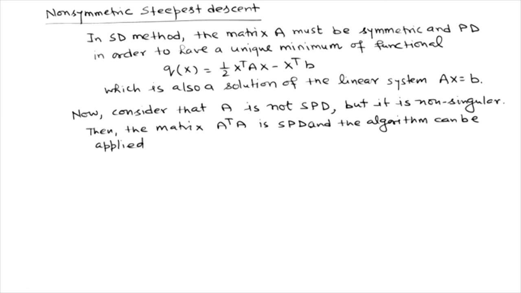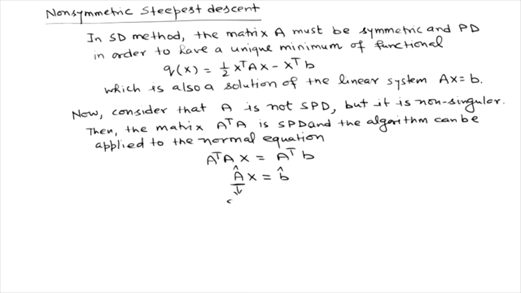Instead of A x equals b, we can apply it to the normal equation of A x equals b, which is A transpose A x equals A transpose b. So I can write this as A cap x equals b cap, where A cap is A transpose A and b cap is A transpose b. Here you can easily see that A cap is symmetric and positive definite, so I can apply the steepest descent method. So this is the strategy for applying the steepest descent method for a general system where A is not symmetric and positive definite. Let us take an example of it.